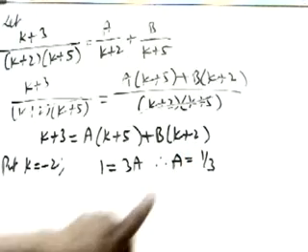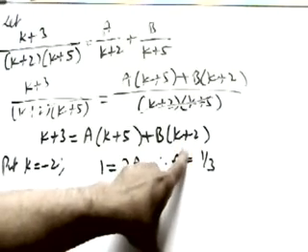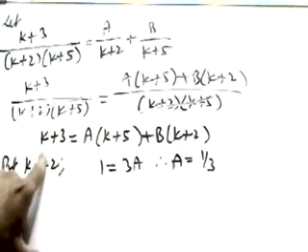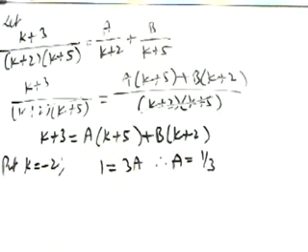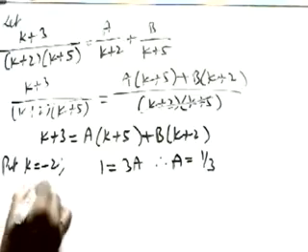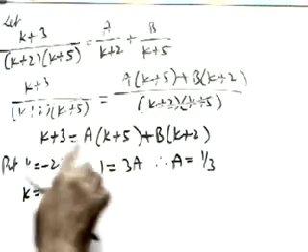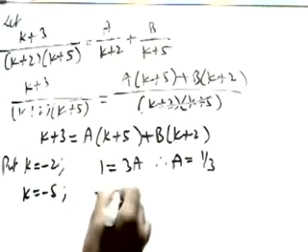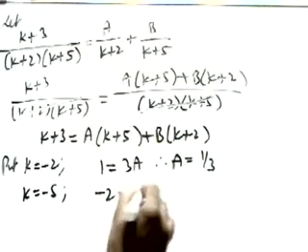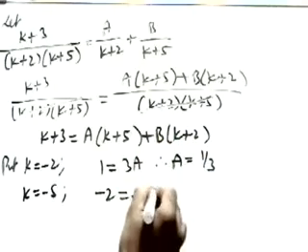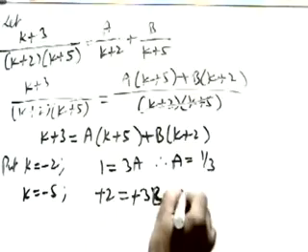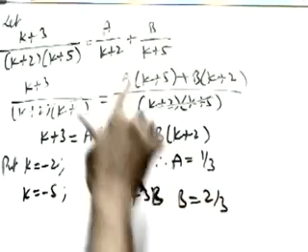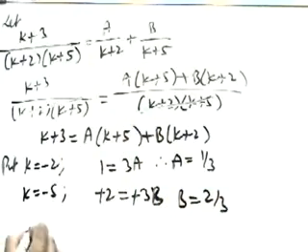Therefore, a equals 1 by 3. See here, if you put k equals minus 2, plus 2 will become 0. So 3 minus 2 will become 1, 5 minus 2 will become 3. Similarly, you put k equals minus 5. Minus 5 plus 5 is 0. Minus 5 plus 3 is minus 2. Minus 5 plus 2 is minus 3. So minus 3b, minus minus cancel, so b equals 2 by 3.